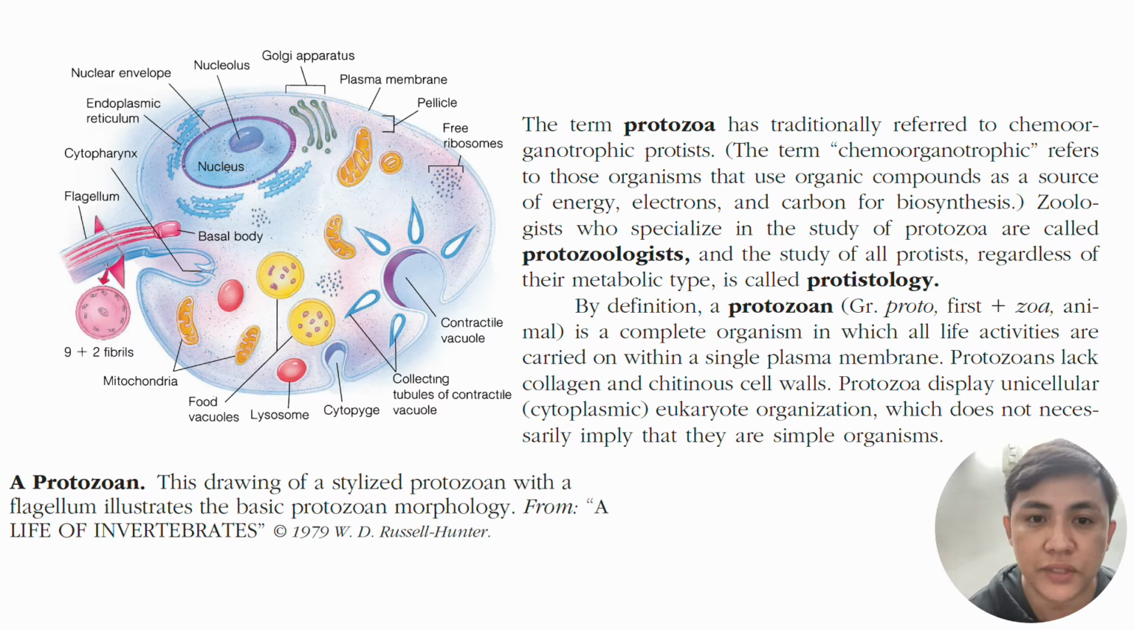By definition, a protozoan is a complete organism in which all life activities are carried on within a single plasma membrane. Protozoans lack collagen and chitinous cell walls, which primarily belong to higher animals. Protozoa display unicellular or cytoplasmic eukaryotic organization, which does not necessarily imply they are simple organisms.